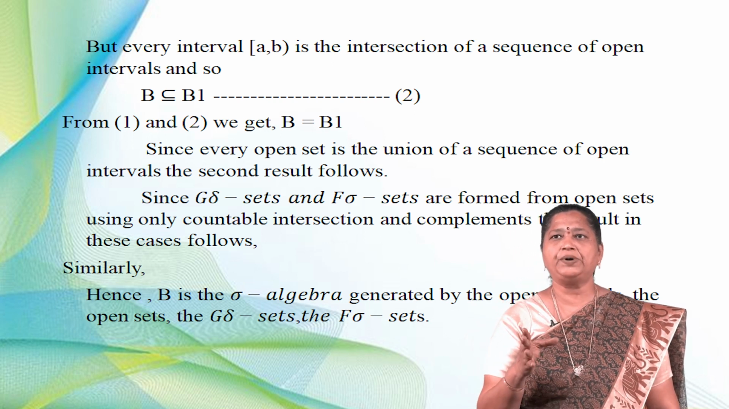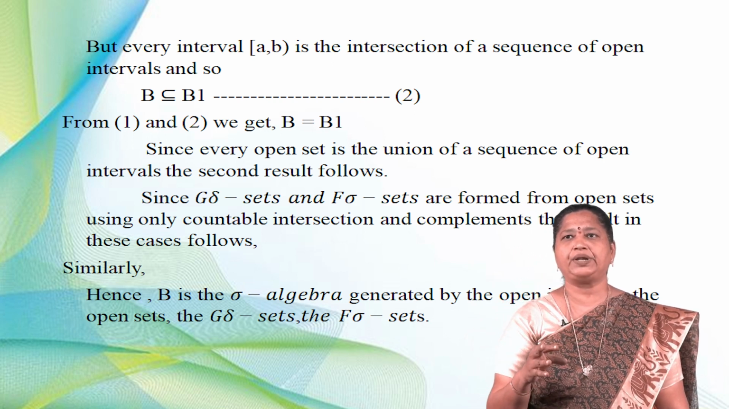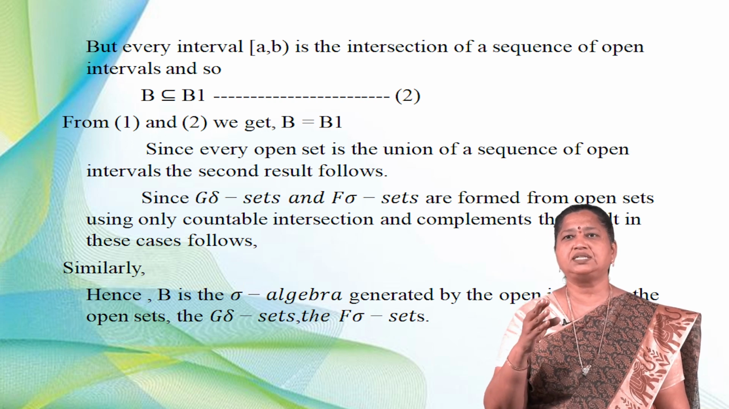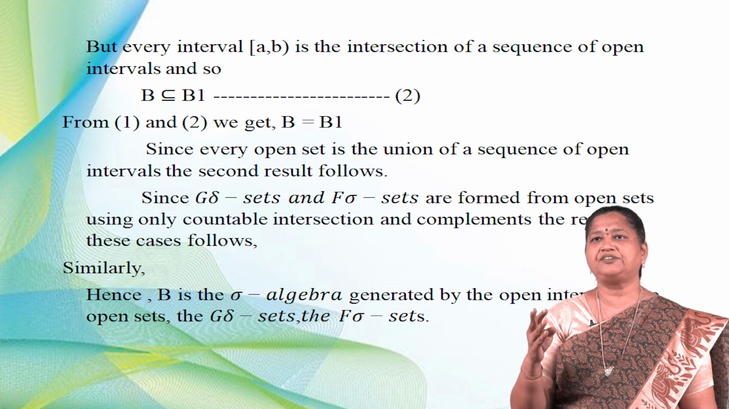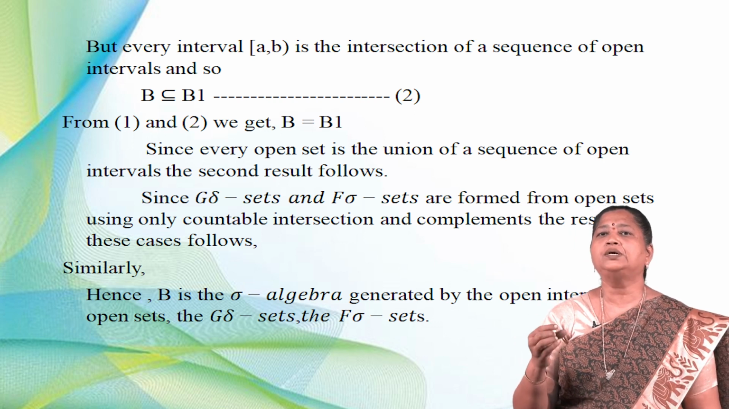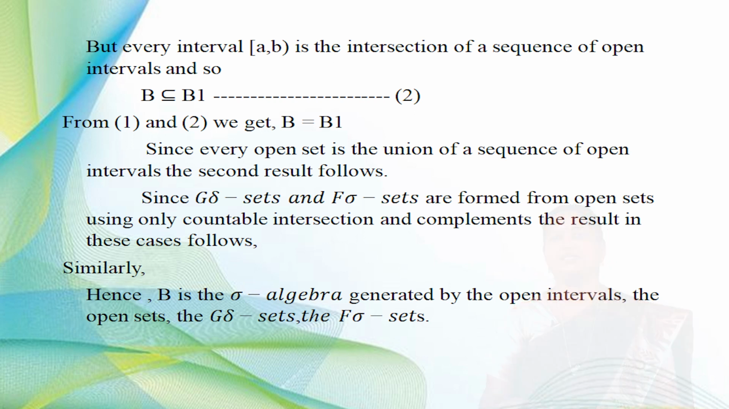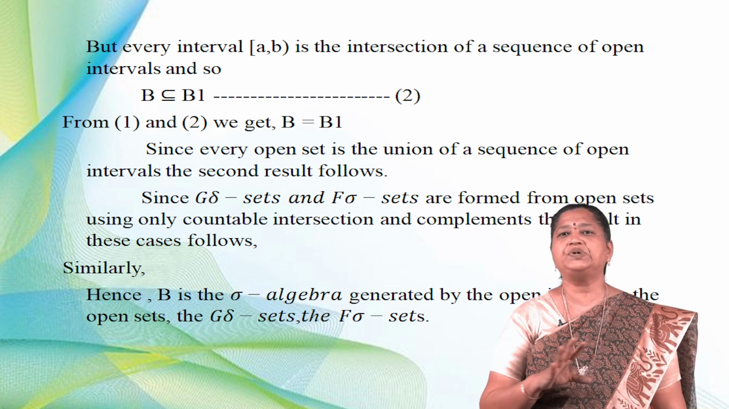Since every open set is the union of a sequence of open intervals, the second result also follows, that is, since G delta sets and F sigma sets are formed from open sets using only countable intersections, unions and complements of sets. So the three results follow. Similarly, B is the sigma algebra generated by the open intervals. The open sets, G delta sets and F sigma sets are also measurable sets.